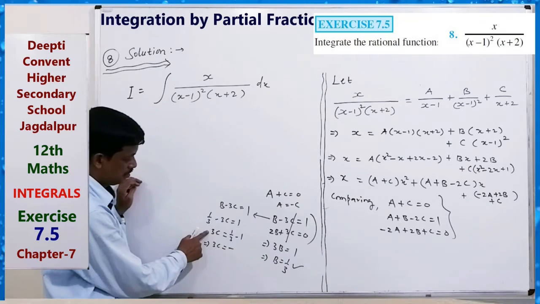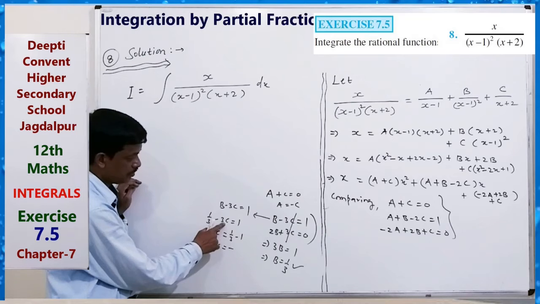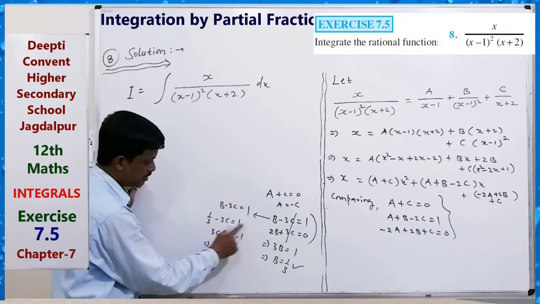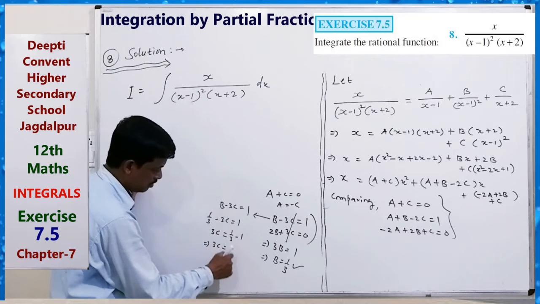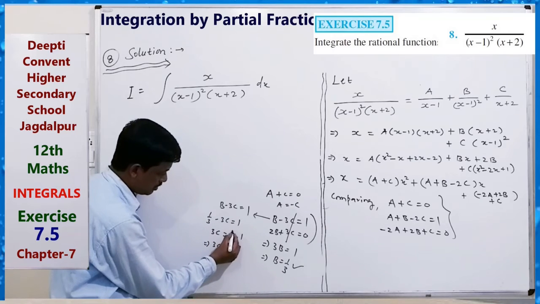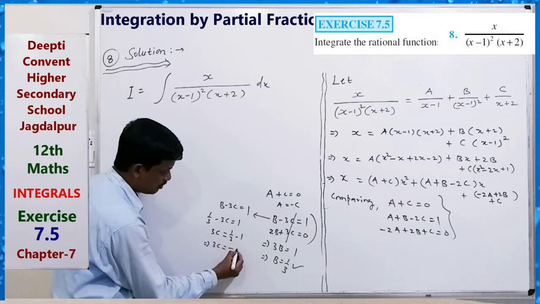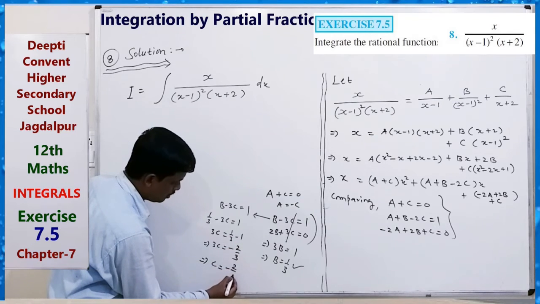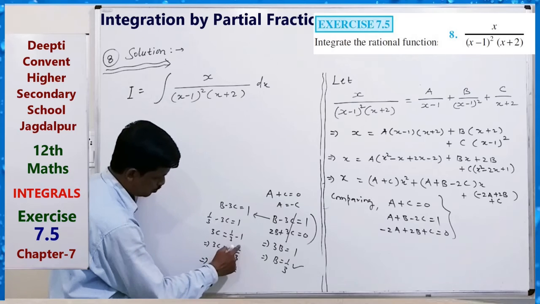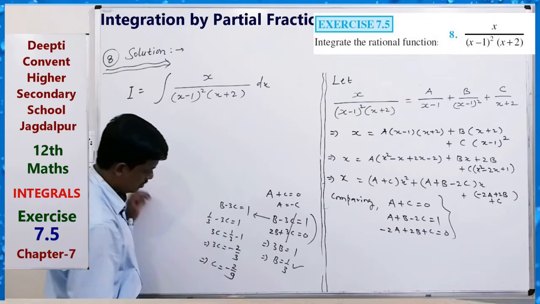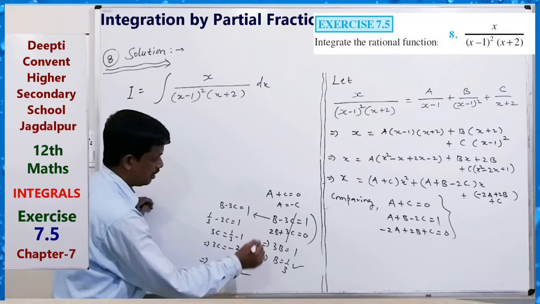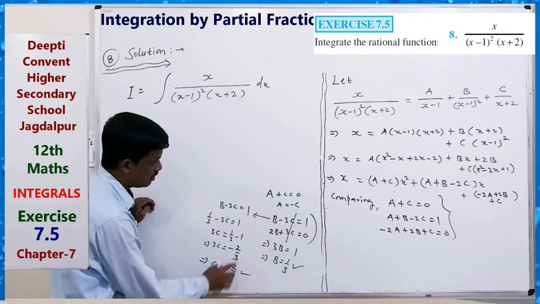Minus 3c equals b minus 3c. So 3c equals 1 by 3 minus 1, that is 1 minus 3 by 3, which is minus 2 by 3. So c equals minus 2 by 9. This is c. Now c equals minus 2 by 9.